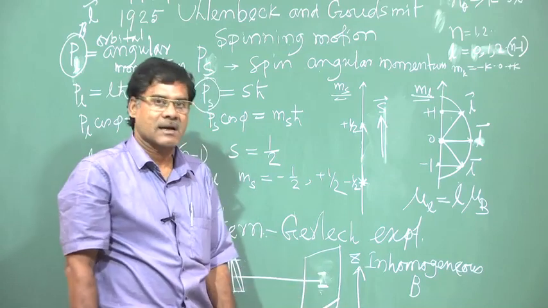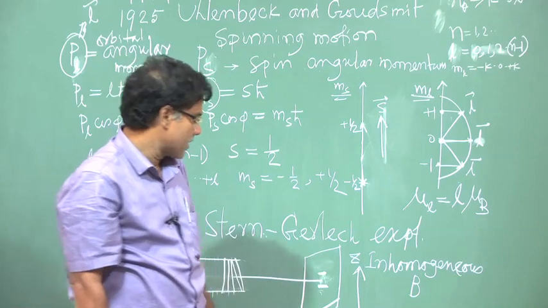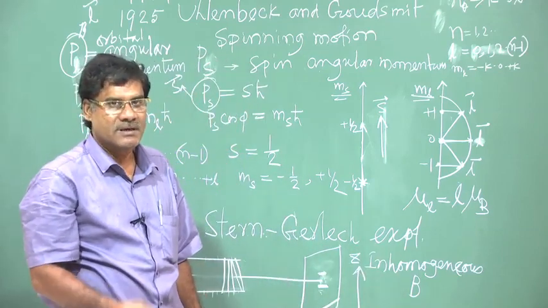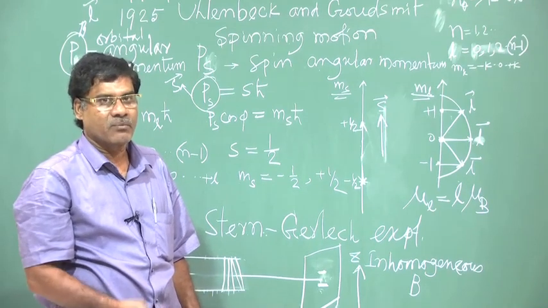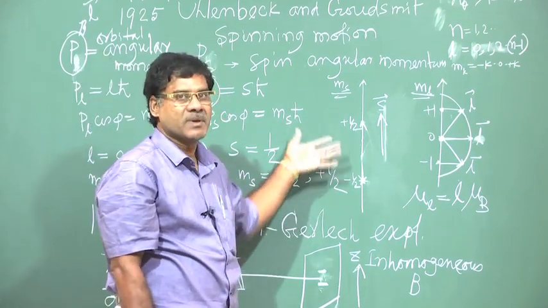So that was the Stern-Gerlach experiment, and they got the Nobel Prize. Actually, Stern and Gerlach got the Nobel Prize because of this simple experiment, which is basically the direct proof of the existence of spin and spin magnetic moment.